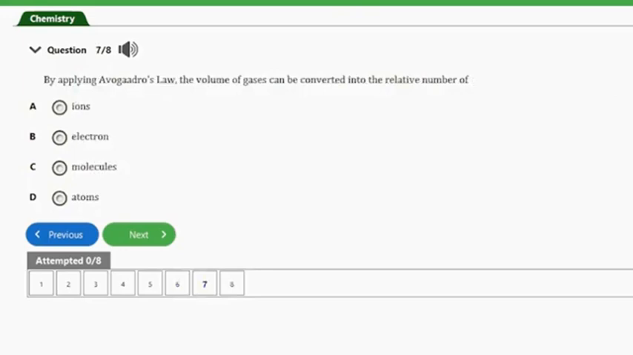So the next question here is question number 7, guys. It says, by applying Avogadro's law, the volume of gas can be converted into the relative number of A, ions, B, electrons, C, molecules, D, atoms. So guys, the answer to this question is option C, and that's molecules. By applying the Avogadro's law, the volume of gases can be converted into the relative number of molecules they contain.